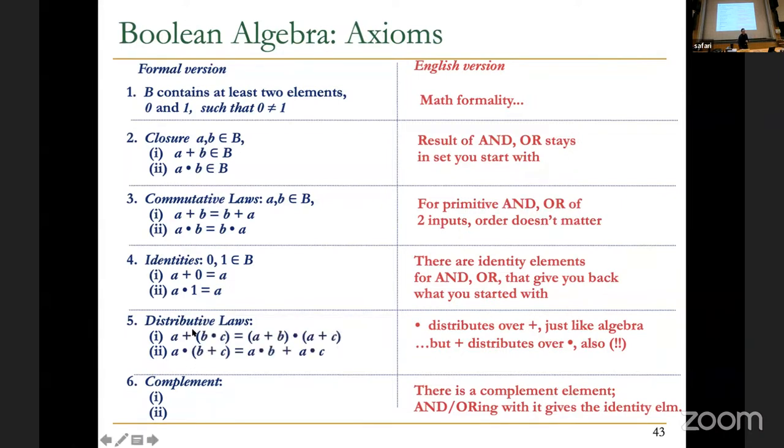Distributive laws, again, if you look over here, B and C is here. A ORed with B and C can be distributed this way, A or B and A or C. And then the other way around is also true.